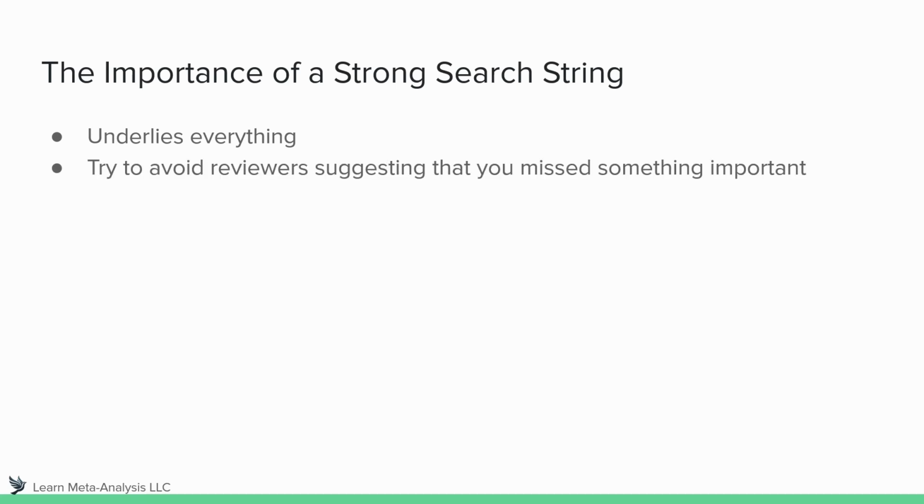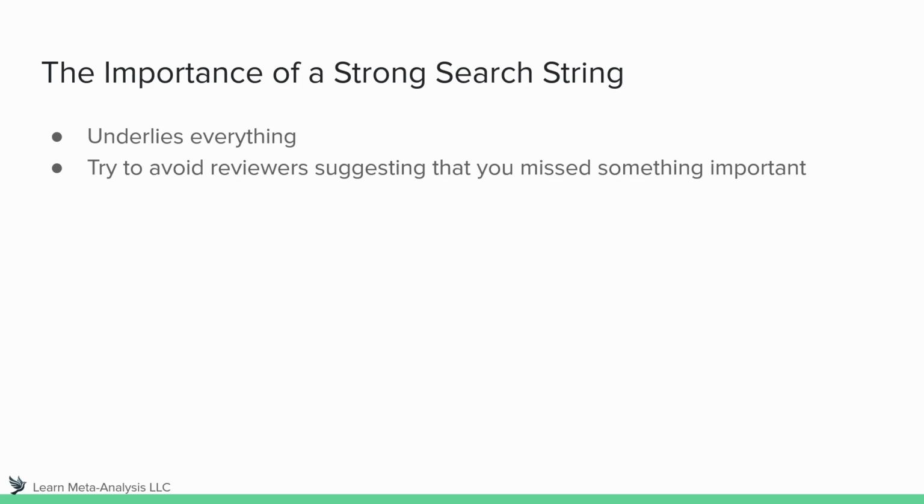So this is really important, not only because it underlies everything, but also because you want to try and avoid reviewers suggesting that you missed something important, right? So I don't know about you, but if you submit a review and one of the reviewers comes back and says, hey, this other keyword is really prevalent in the field, especially in this particular subdiscipline, super relevant to what you're doing, but you didn't search for it. That's a problem, right? That means you're going to have to go back and redo your search. And not many people want to spend time going back and redoing something they've already done.